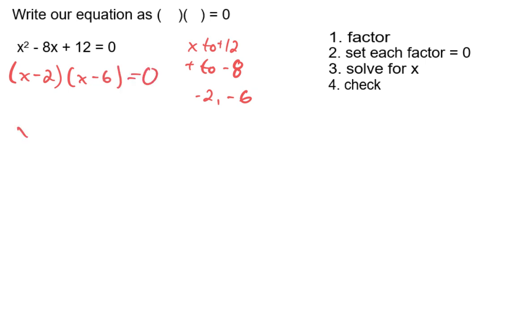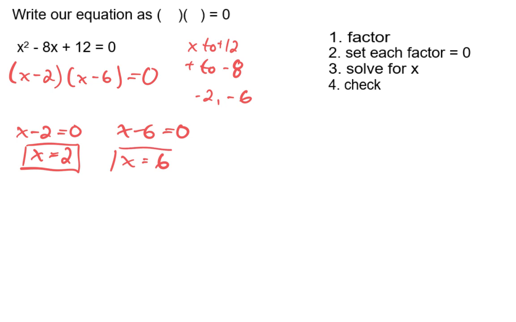And then we set each of these factors equal to 0. By this point, you probably just do this step in your head. And we solve. x equals 2. x minus 6 equals 0, so x is going to equal 6. And those are our two solutions.